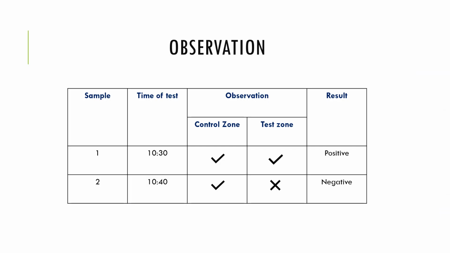So now we'll see the observation. So we have taken two samples, sample 1, sample 2. In sample 1, two pink lines are observed, one on the control zone and one on the test zone, then the result is positive. On the second sample, we observe only a single line on the control zone, that means the result is negative. So this is how we perform the urine pregnancy test. Thank you.